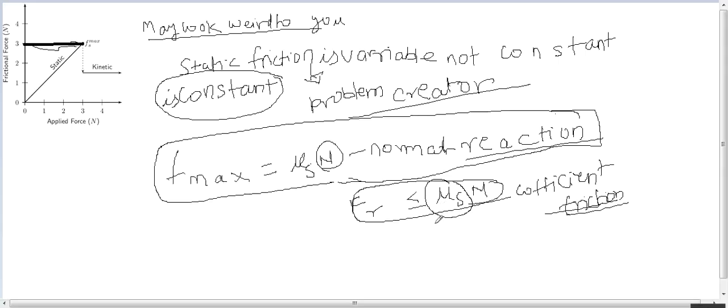Now the same thing happens for F_R equals mu_k N, and here k is for kinetic friction. This is the coefficient of friction in the kinetic state. And guys, what should be the relationship between these two? It is not quite sharp.